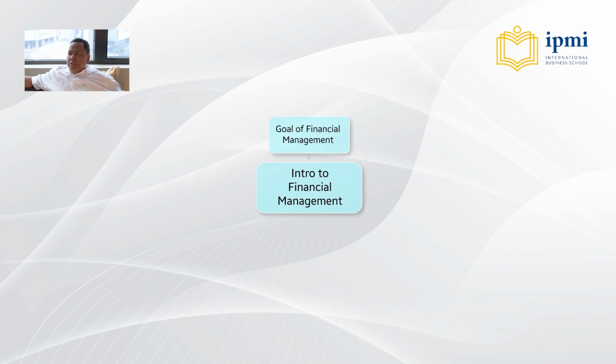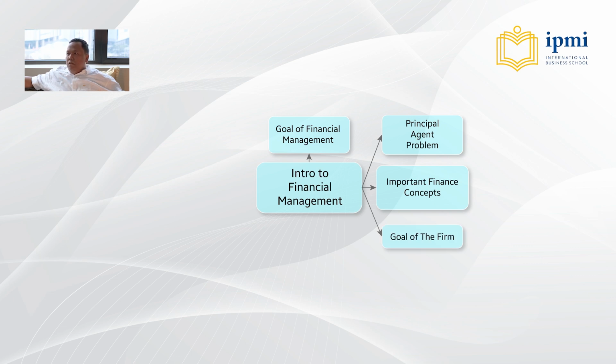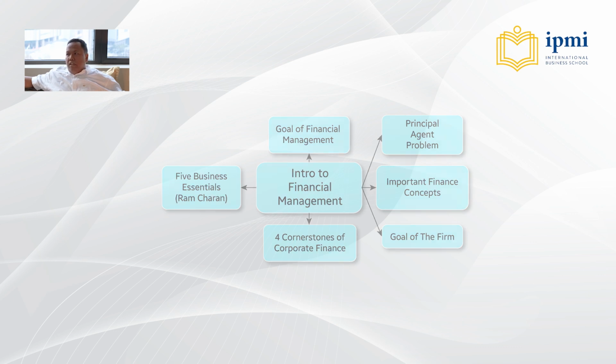The first one is about the goal of financial management. The second one is about the principal agent problem. The third one is about important financial concepts. The fourth one is about the goal of the firm. The fifth one is about the four cornerstones of corporate finance. And the sixth one is about 5 business essentials by Indian American business consultant Ramadhan.